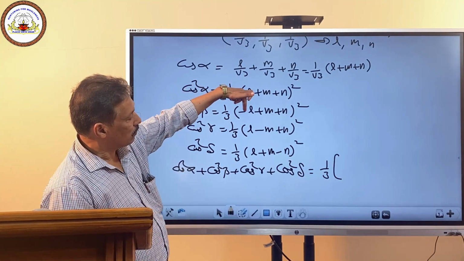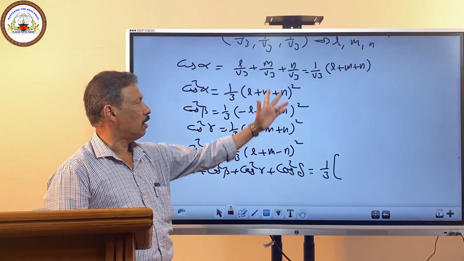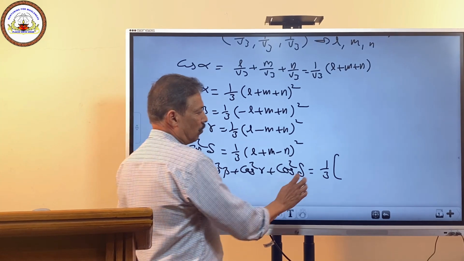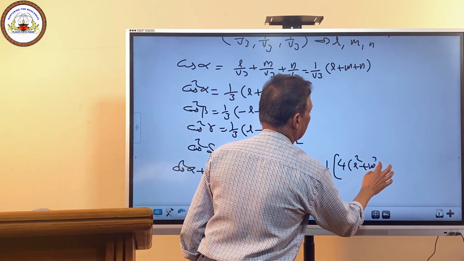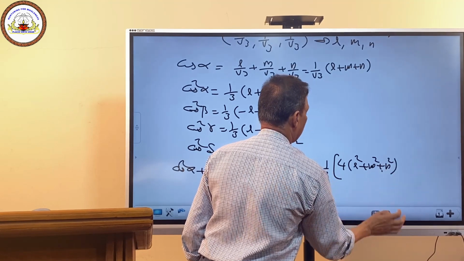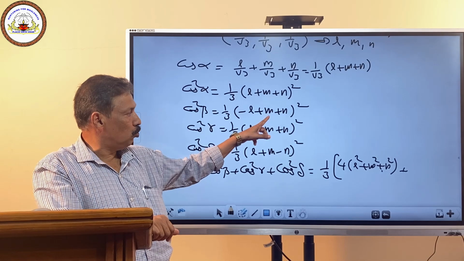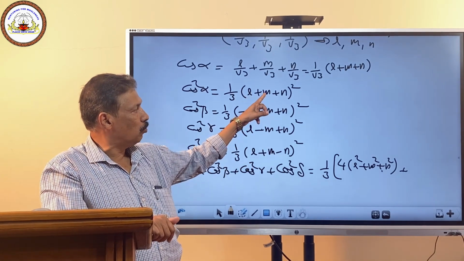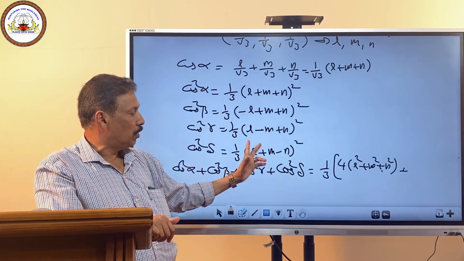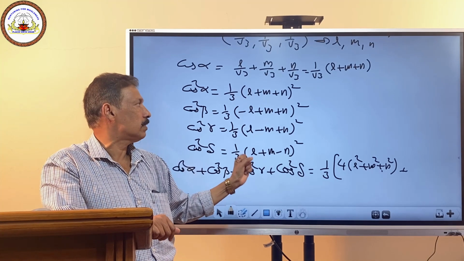Here l square, here l square, here l square, here l square. There are 4 l square, 4 m square, 4 n square. That 4 also we take out: 4 into l square plus m square plus n square, plus the remaining terms. Here is minus 2lm, here minus 2lm, but here 2lm, here also 2lm. Minus 2lm minus 2lm plus 2lm plus 2lm, all are cancelled.